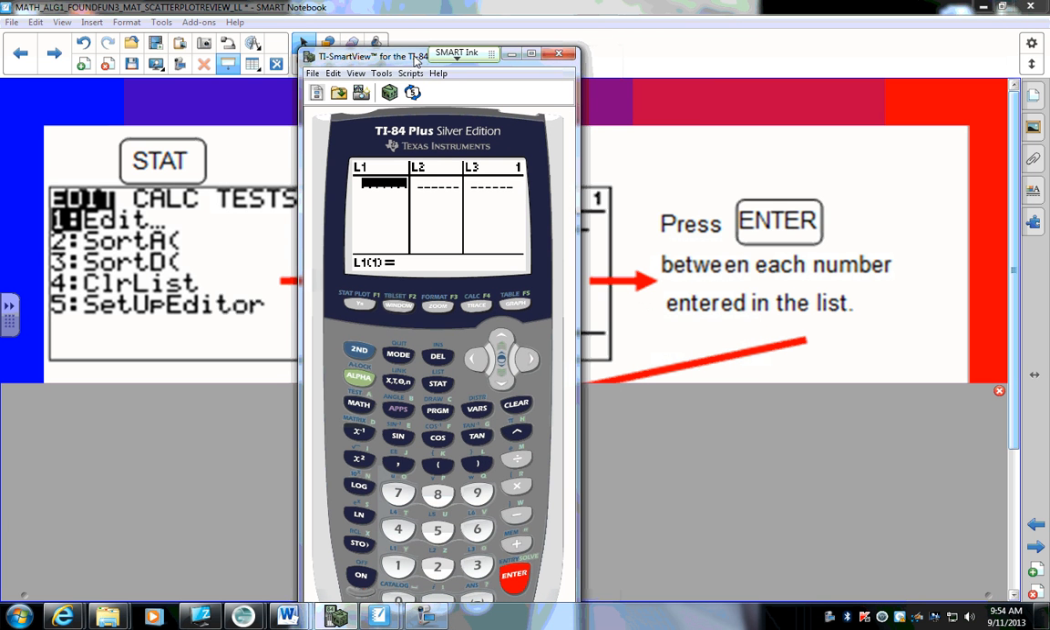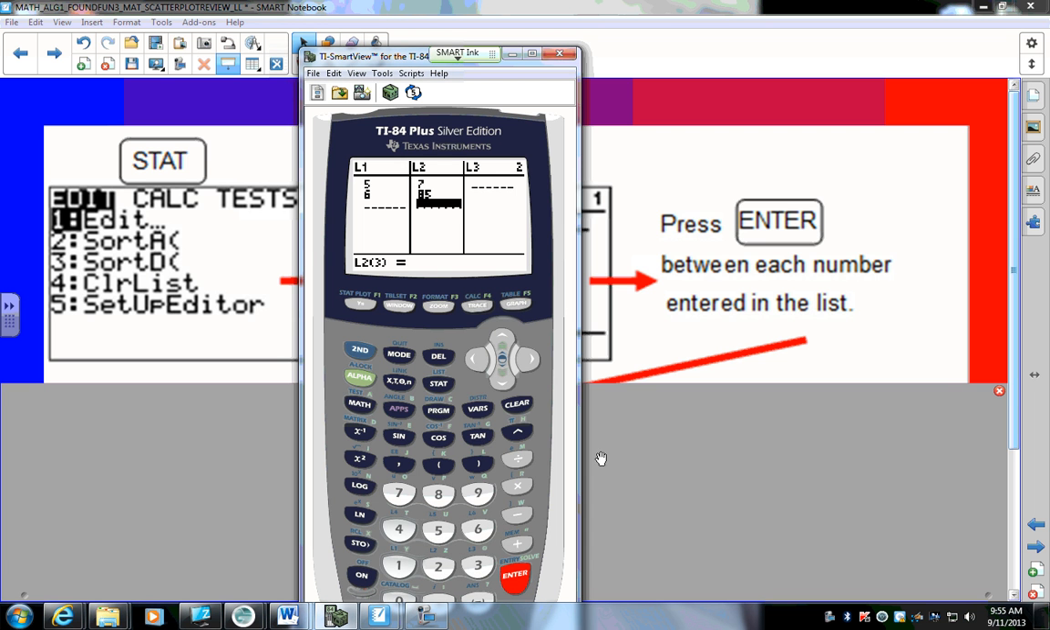What the steps are telling you to do is press enter between each number you put in the list. So if I put 5, enter, 6, enter, to go down, that's how you go down after you put the numbers in there. I'm going to arrow over to the right, and that's how I get to L2. And then I can put in my numbers, but after each number you're putting in, you press enter.